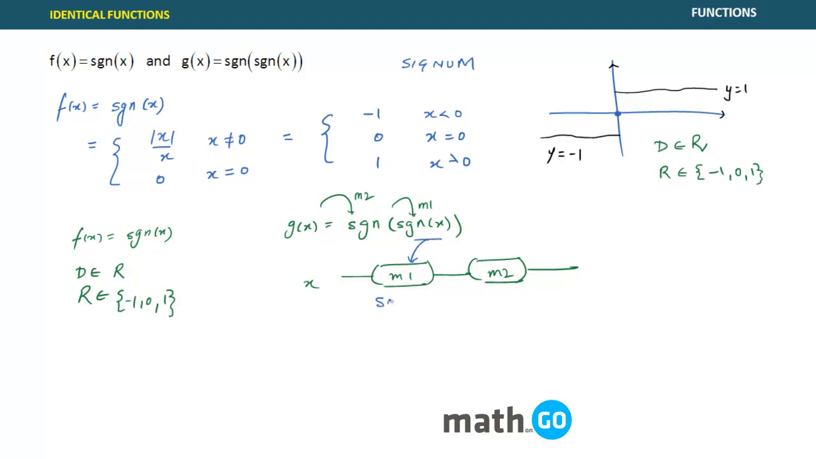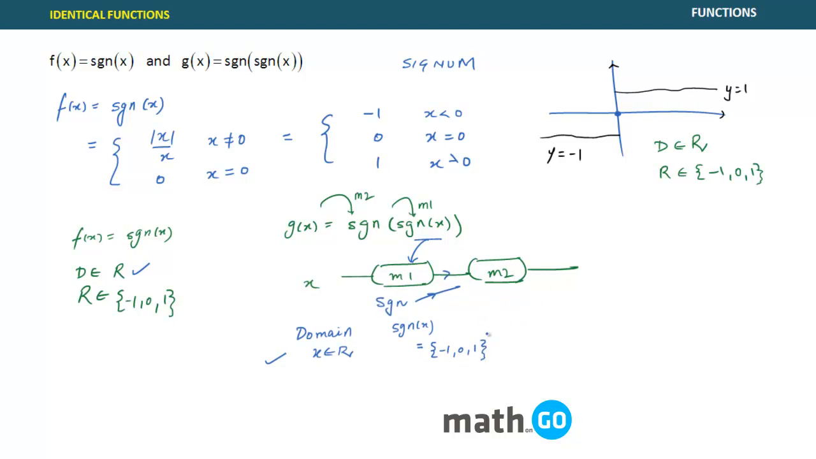So x goes into the signum machine. What input can it take? Again, if I talk about the domain, what values can x take while inputting here? No problems, x can take all real values. So in both cases the domain is equal, because both machines take the same input, that is x belonging to R. So this becomes signum x. The output of this particular machine becomes the input of the second machine. So what will this value return? Minus 1, 0 or 1, these three values.